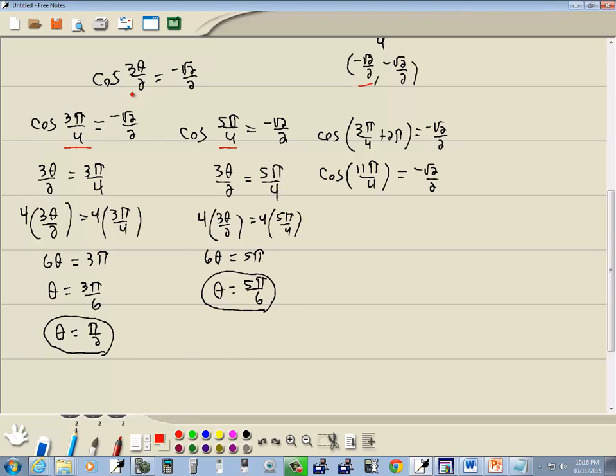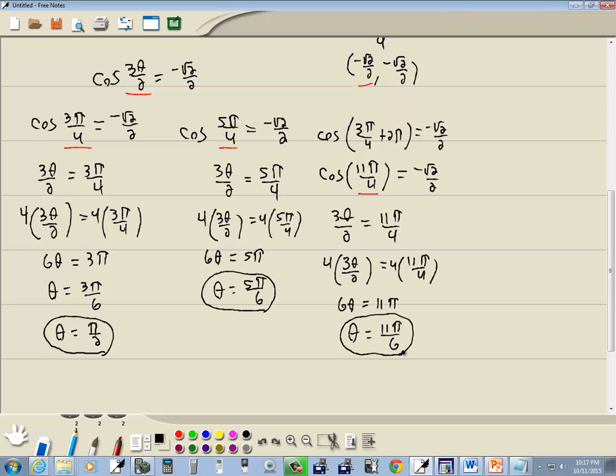Again, we're going to set what follows our cosine equal to what follows our cosine here. So I got 3 theta over 2 is equal to 11 pi over 4. Multiply both sides by 4. 4 times 3 is 12. Divided by 2 is 6 theta again. Those 4's cancel. We got 11 pi. Divide both sides by 6, and you got 11 pi over 6. Now that's almost 2 pi, so it's a pretty good bet the next one will go past it. But let's look at it.